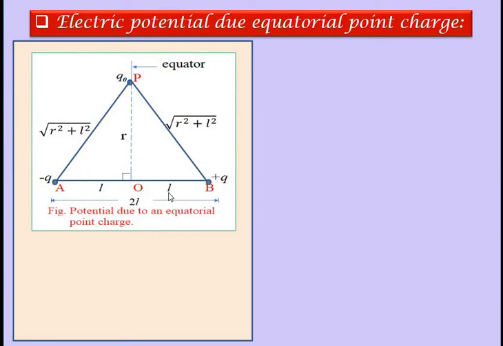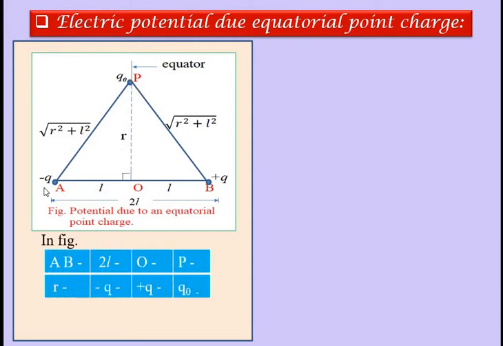AB is the electric dipole. Point P is along the equator of the dipole. The length of the dipole, that is distance AB, is equal to 2L. O is the center of the dipole. P is any point at a distance R from the center of the dipole. R is the distance between O and P.